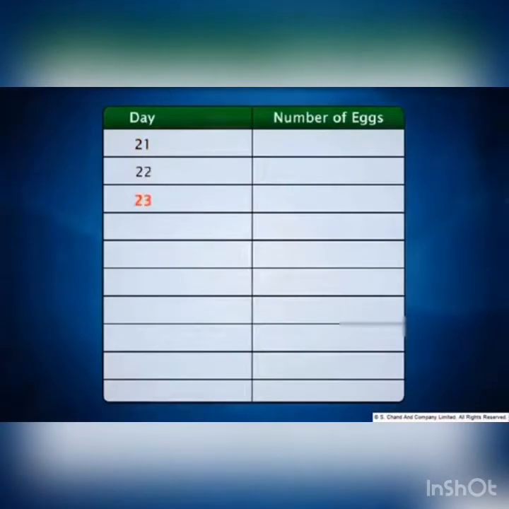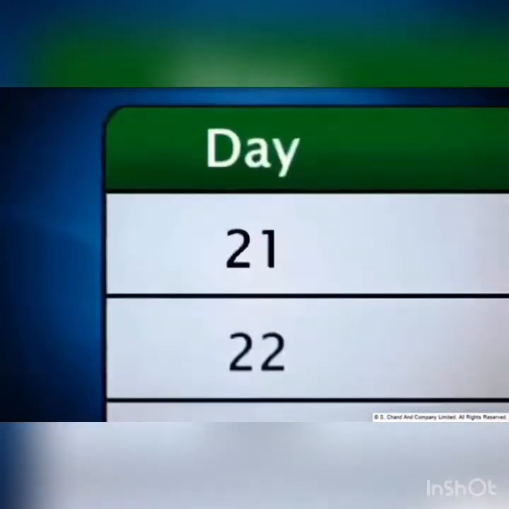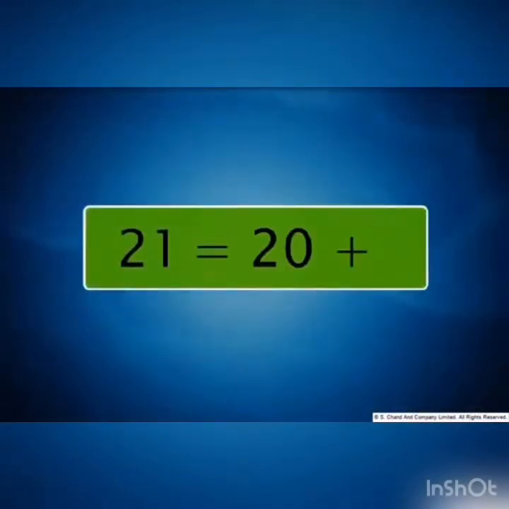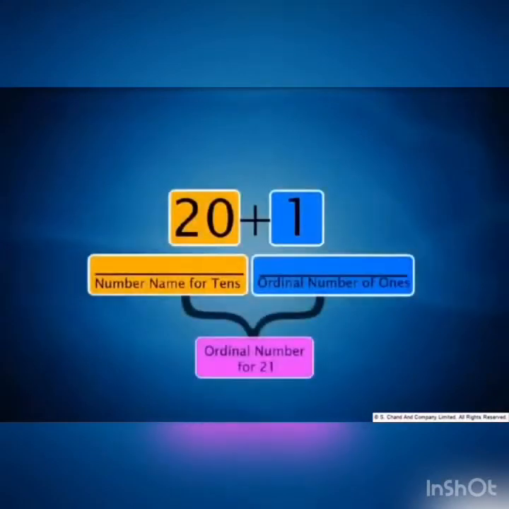Now, let's write ordinal numbers for the next 10 numbers, that is, from number 21 to number 30. Let's consider the number 21. Number 21 is equal to 20 plus 1. The ordinal number for 21 is made of the number name for the tens followed by the ordinal number of ones in it. 21 has two tens, so the number name for the tens is twenty. Also, 21 has one ones and the ordinal number for 1 is first. So, the ordinal number for 21 is twenty-first.